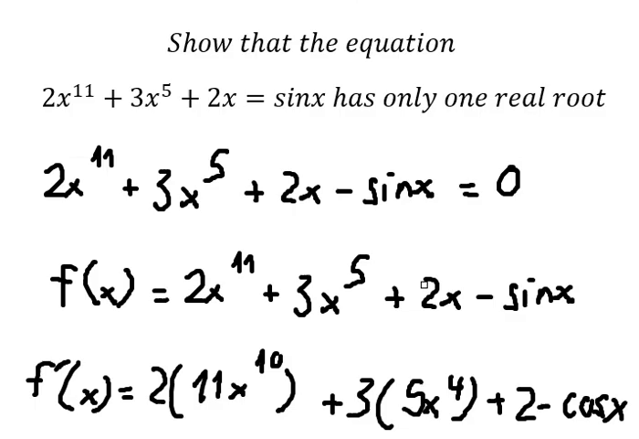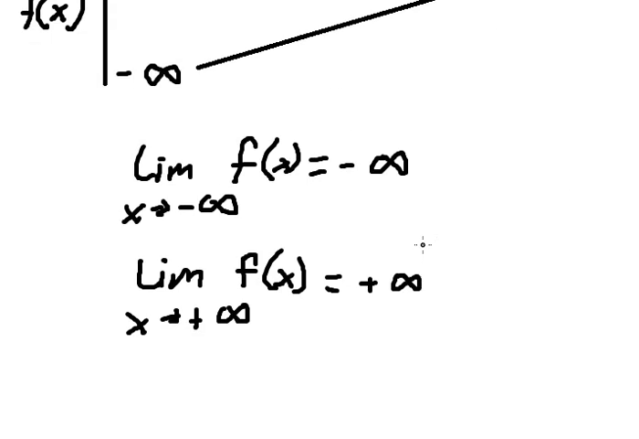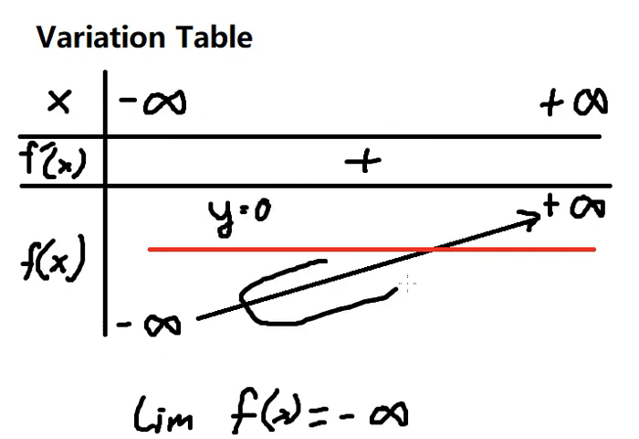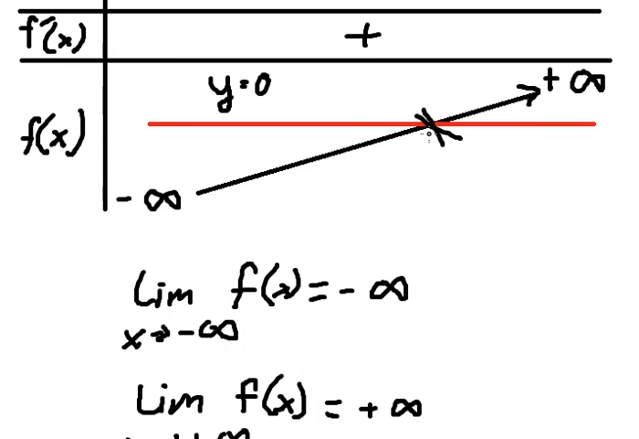And we know that number 0 in here, I will put in y equals to number 0. That's the straight line in here. We see that this one is the function, this red line is y equals to number 0, and we can see that they make only one intersection in here. That means they have only one root.